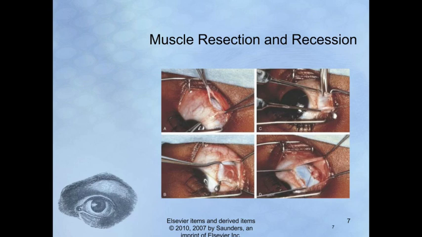Muscle resection and recession is done to correct a strabismus, the inability to coordinate the eye muscles. Resection is a shortening of the eye muscle to pull the globe into the correct position, and recession is when the eye muscle is moved back to release the globe. A bridle suture can be used to rotate the globe and stabilize it.